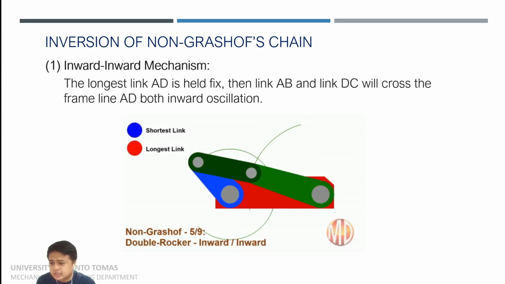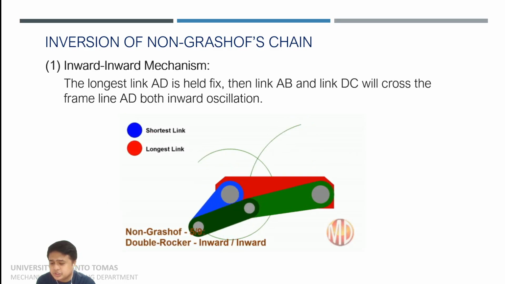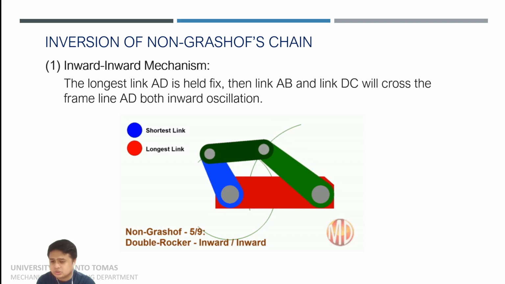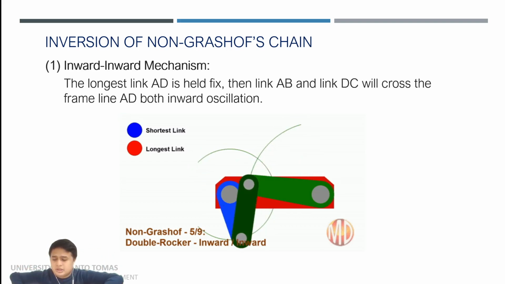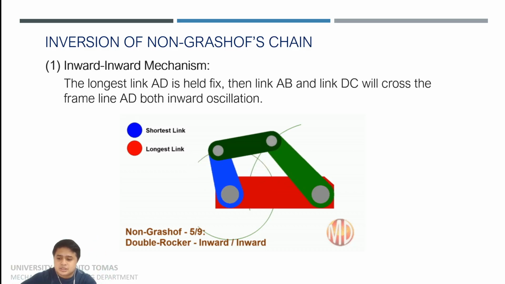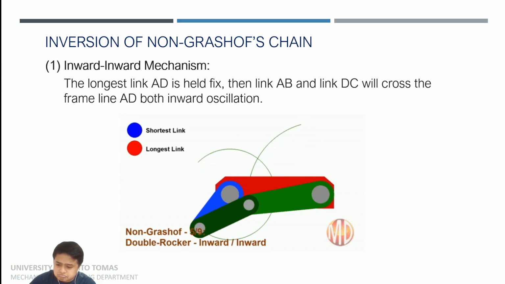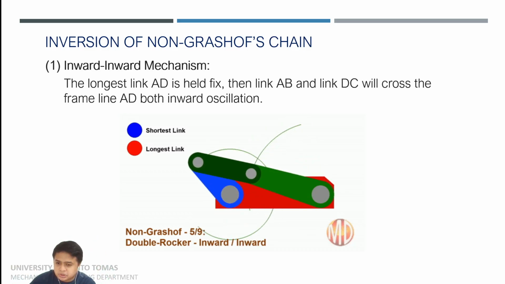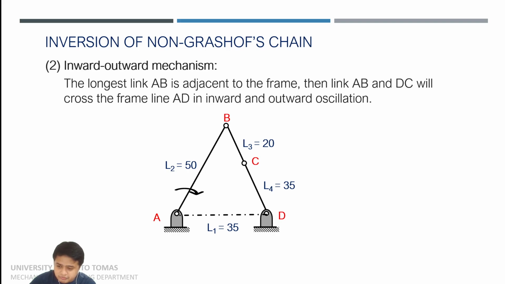So why is it called inward-inward? As you can see, it is inward in its motion, no? Both are inward in their motion. So that's it for inward-inward. It is that simple. So moving on to another inversion of the non-Grashof chain, we have the inward-outward mechanism.